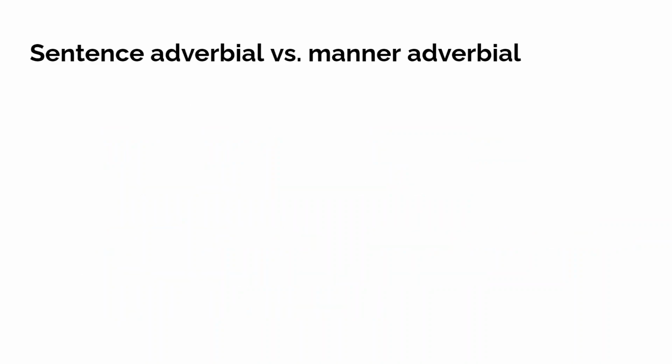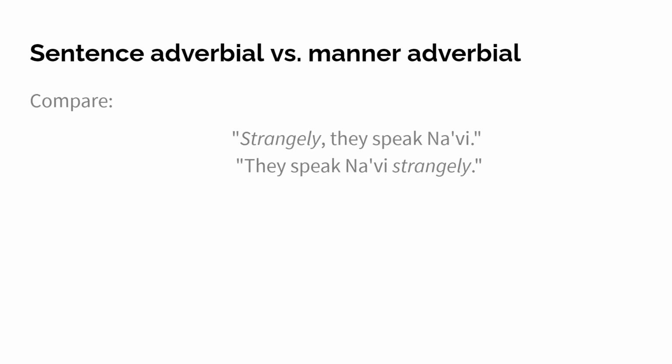So now we come into the stuff that you don't really need to know if you're a beginner, but if you want to do a small deep dive, then you can stay and learn some more. First, let's talk about sentence adverbial versus manner adverbial. And for that, please compare these two sentences. Strangely, they speak Natvi. They speak Natvi strangely.